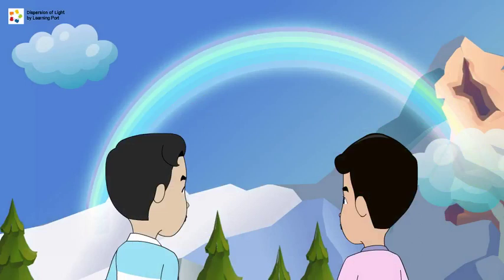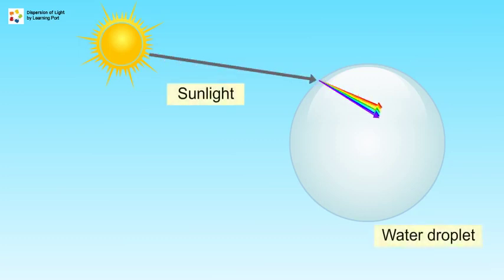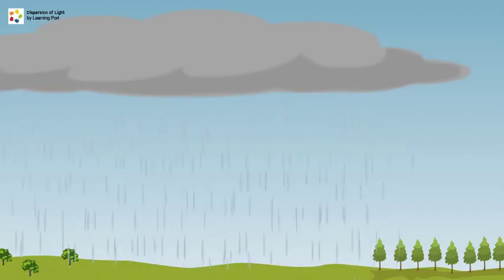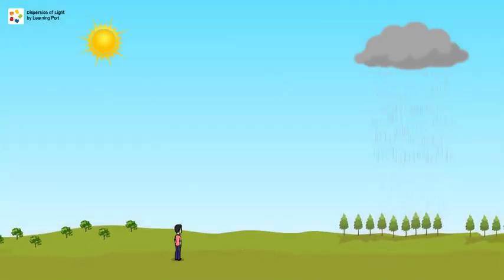The formation of a rainbow is also due to the dispersion of light. In this case, water droplets in the air act like prisms and cause sunlight to be dispersed into its component colors. A rainbow usually forms when the sun comes out after the rain has just stopped.